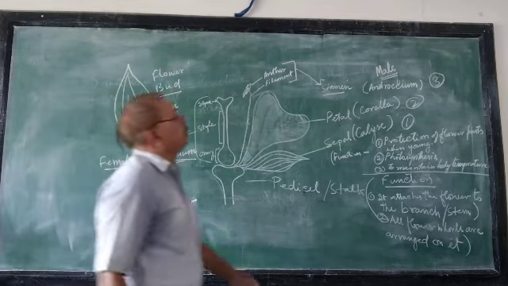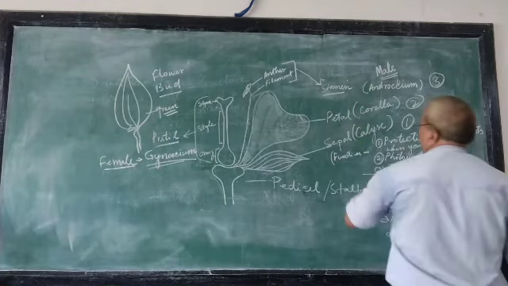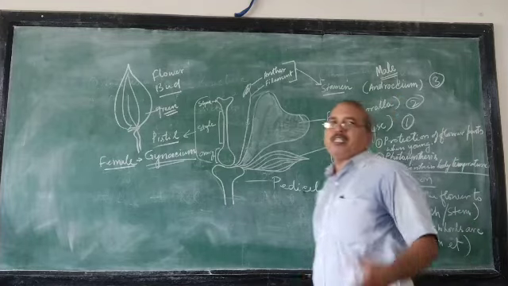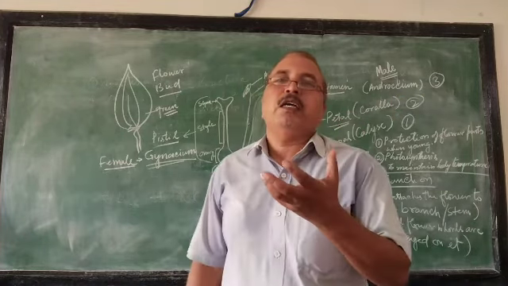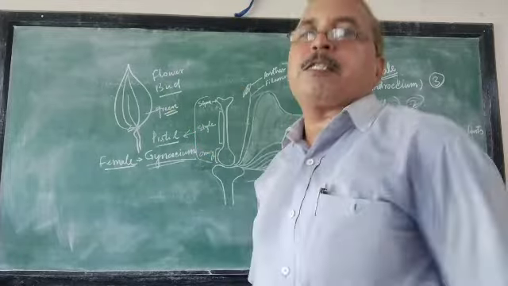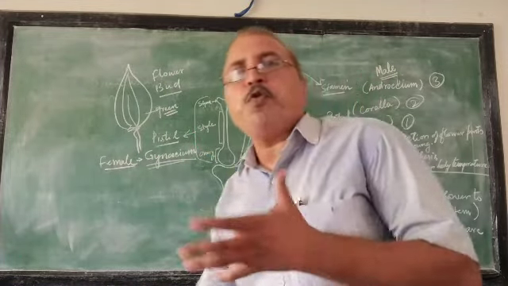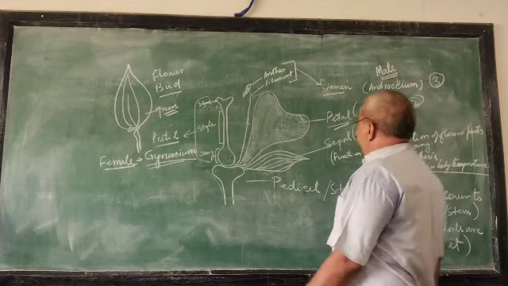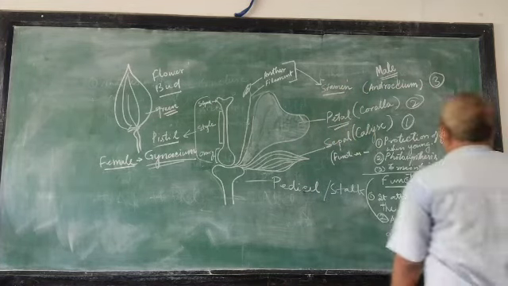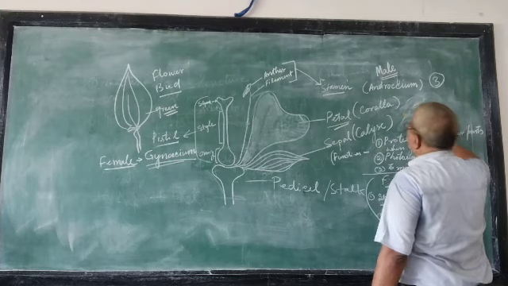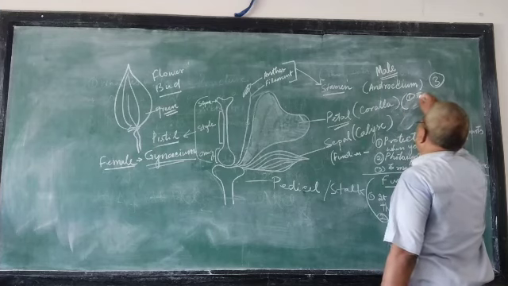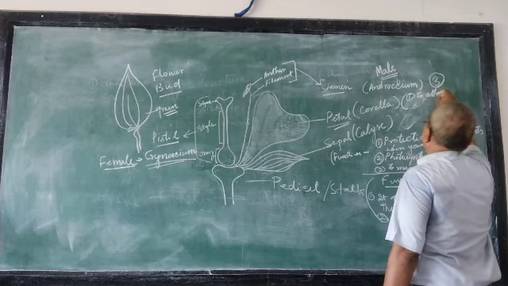Right. Next come the bright colored petals. A flower is basically or mainly recognized by its petals. Its petals are so brightly colored and very attractive. The reason behind this is their function. What is their function? The function is very important. The first function is to attract.